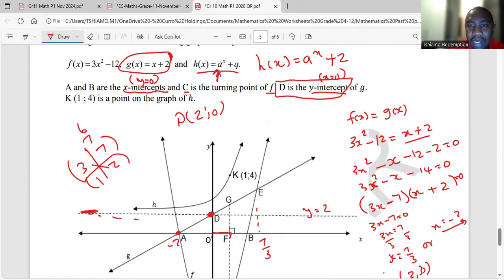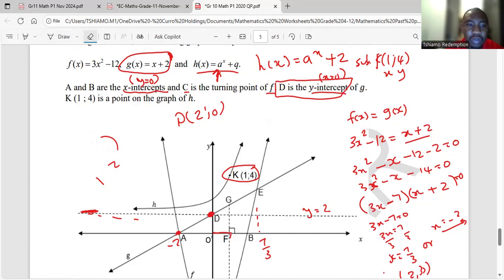We're going to find a by substituting any value along the graph. Any value along the graph is this part, K. So I'm going to substitute K, which is (1; 4). 1 and 4 is x and y. So meaning in the equation that I have, in the place of x, I'm going to put 1. In the place of y, I'm going to put 4. So let me work on it here.